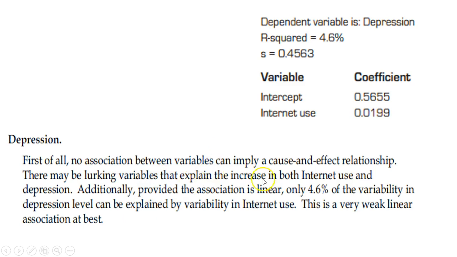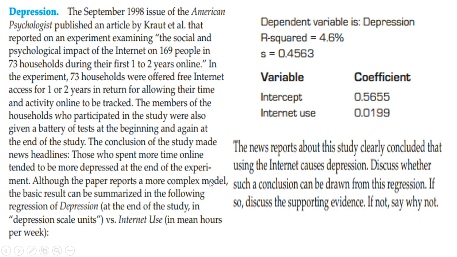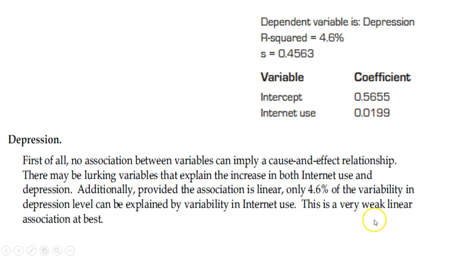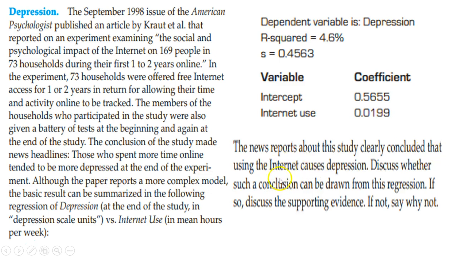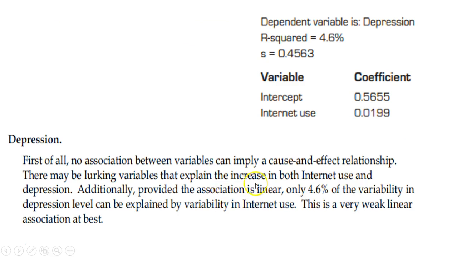So first of all, no association between variables can be implied by cause and effect relationships. So my point is, when we're looking at depression and internet use, it's hard to put numbers to all of them. What they're implying here is a cause and effect relationship between the variables. It's not too likely to just say point blank, because that's what it was implying, right? Internet causes depression. No, point blank, that's hard to say. You can't just say that it's a cause and effect relationship.